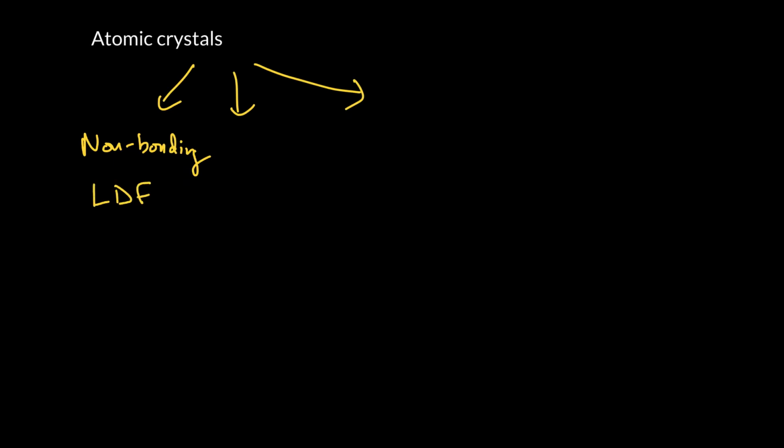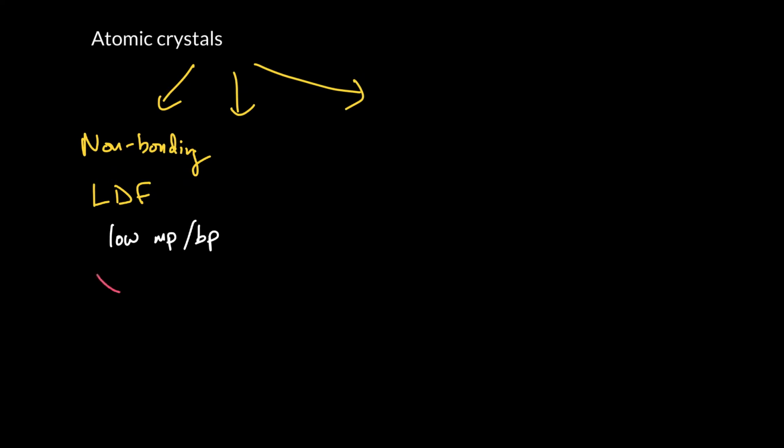Hey, welcome back. So let's have a look at atomic solids or atomic crystals. And we divide these up into three different categories, depending on how the atoms are joined together. If they're non-bonding, so there's no covalent or ionic bonds between them, you've only got essentially London dispersion forces. So that's pretty wimpily held together, and they are going to have very low melting points, very low boiling points.